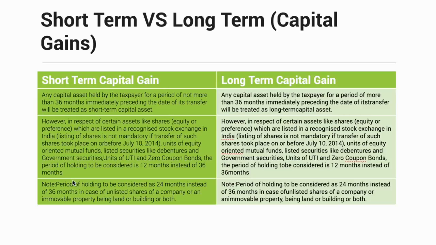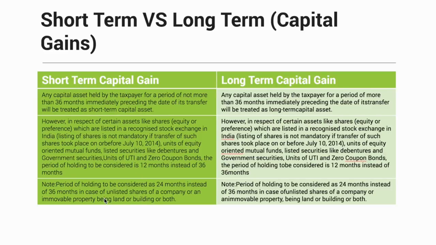And the second exception would be 24 months instead of 36 months. The categories that fall under 24 months are immovable property, being land or building or both, and unlisted shares of a company. For example, suppose you buy a share of a company which is not listed on a recognized stock exchange, then the duration would be 24 months for treating it as a short-term capital gain.